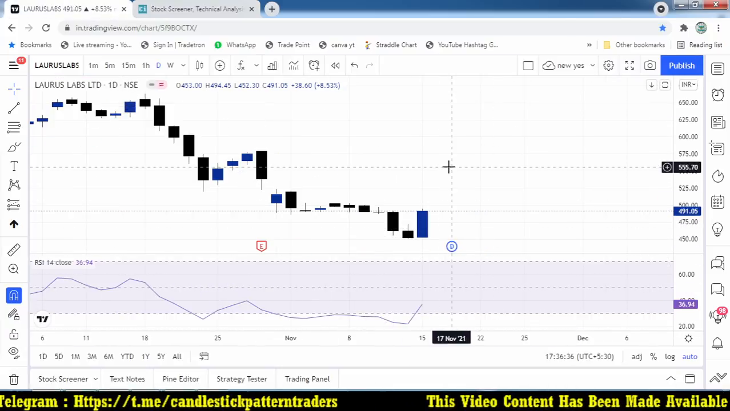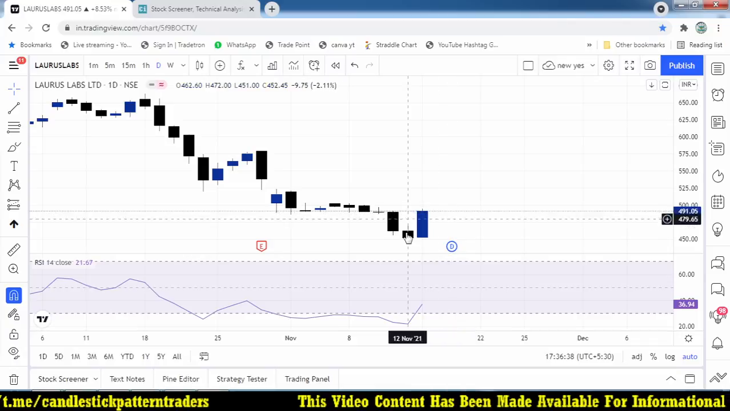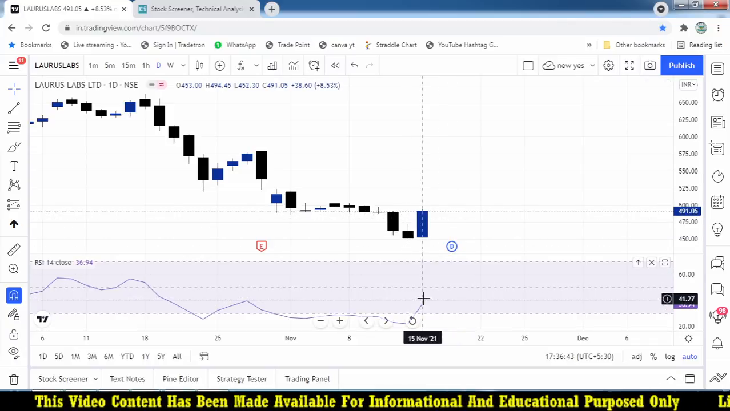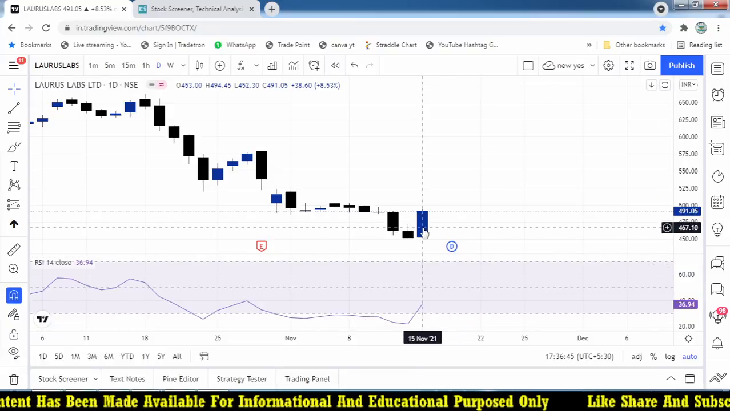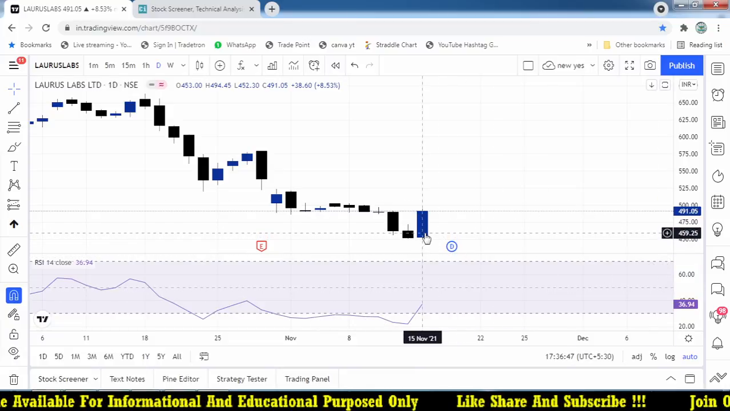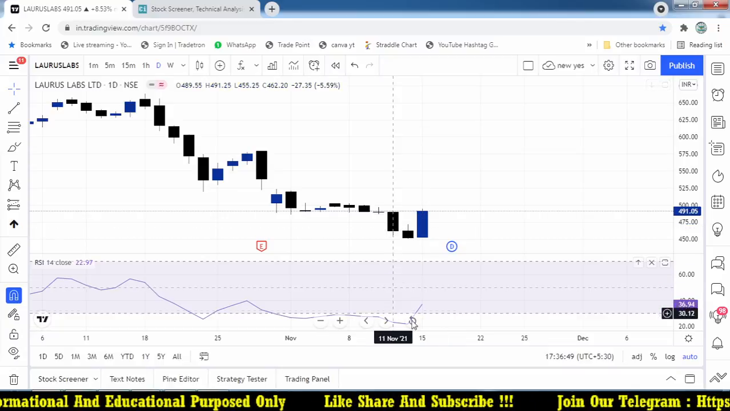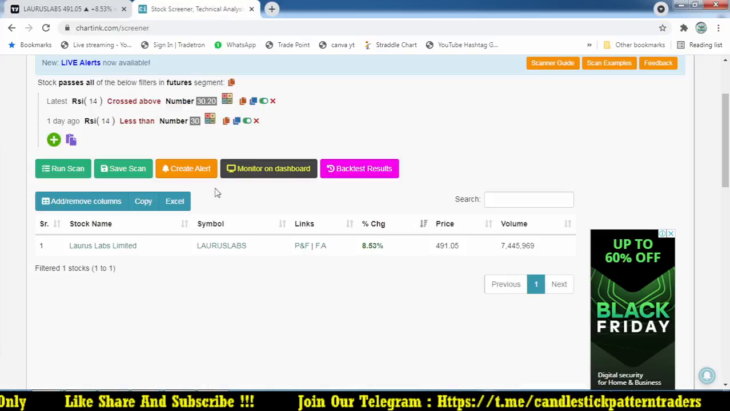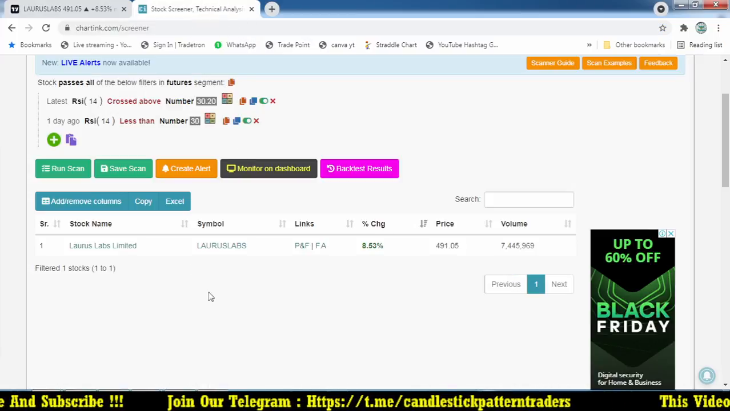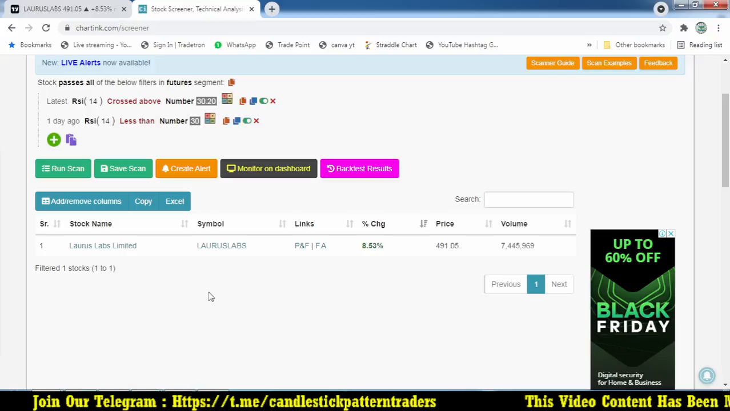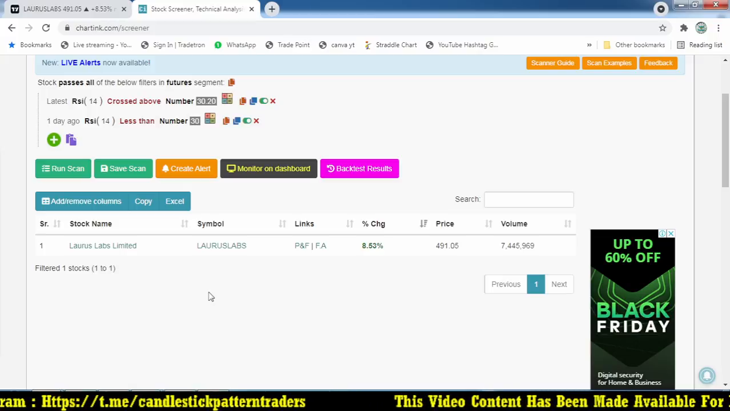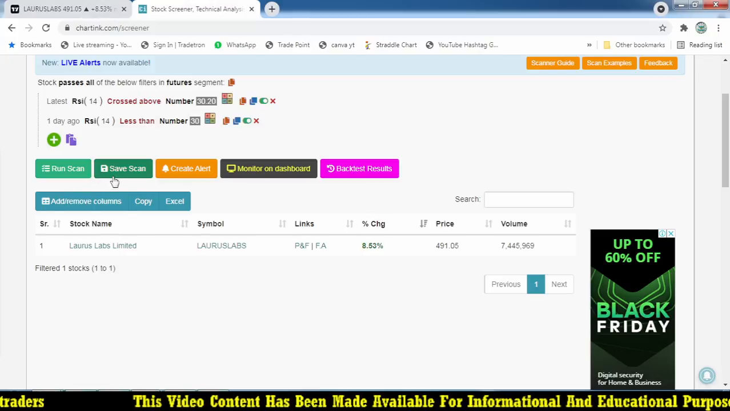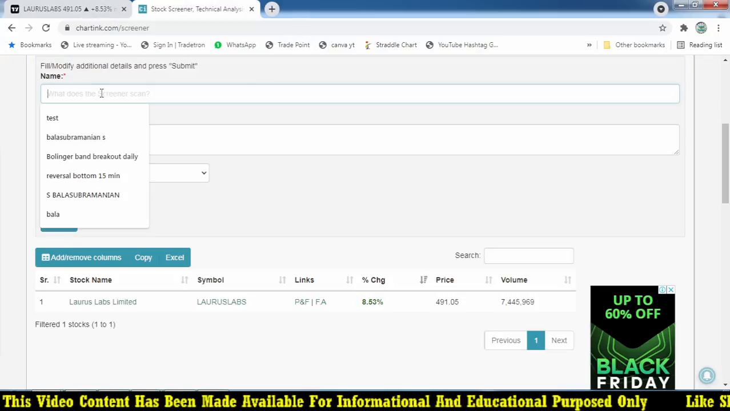So this was happening. Because it is the closing of the day, we find that now the RSI is more than 36. But whenever the market is starting at this point, 459, 460, you will find out whether the RSI is crossing or not. So this scanner will alert you to the stocks which are crossing above the RSI 30.2, but the previous RSI must be below. So now I can save the scan.